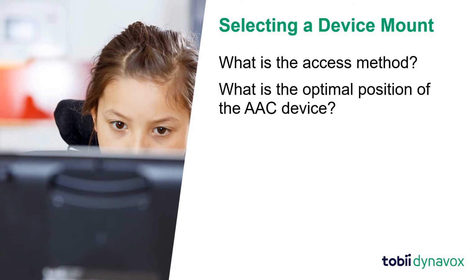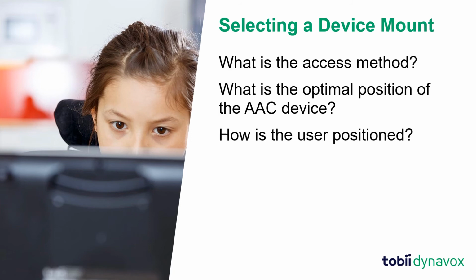What is the optimal position for the AAC device? Knowing the optimal position for the device gives you an idea of the measurements and types of components needed. It will help you determine where and how the device mount components will align. For an eye tracking user, the AAC device should be mounted parallel to the user's face, typically at eye level. For a touch access user, the device should be mounted within the client's optimal range of motion.